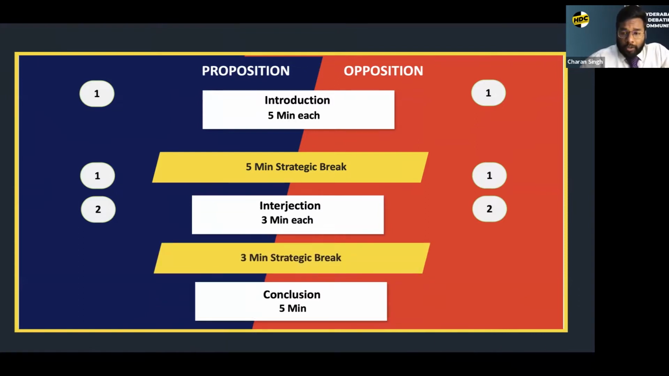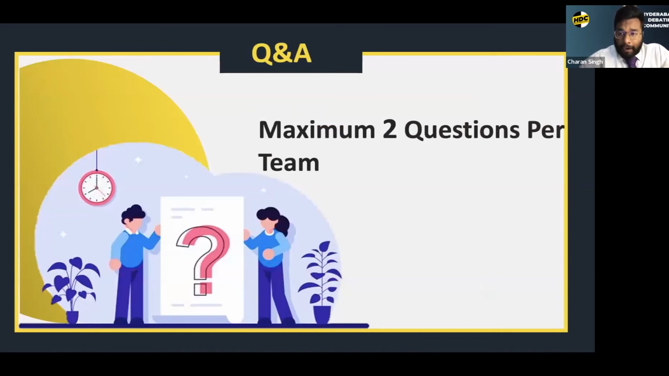During the second round, the interjection round, both the participants from each team will get to speak. After this round is done, we'll have a 3-minute strategic break, and they'll be sent to the breakout rooms again. After this break, they'll come back to the main meeting room and give their concluding arguments. After the whole thing is done, we'll have a Q&A round, and each team can be posed a maximum of 2 questions, and the debaters cannot ask questions to the opposite team.